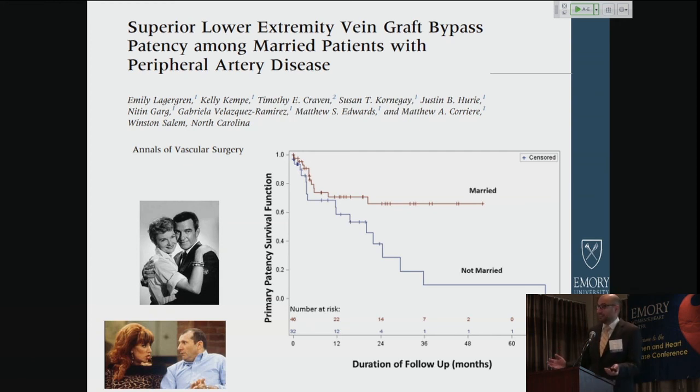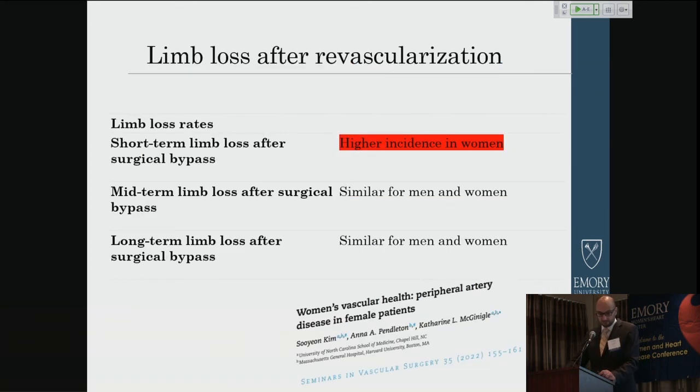But that is an important thing, pointing us towards looking from a different angle at our patients before intervening and looking at what social support exists. Limb loss rate after surgical bypass revascularization is still higher in women, and the long-term bypass still has mixed results.